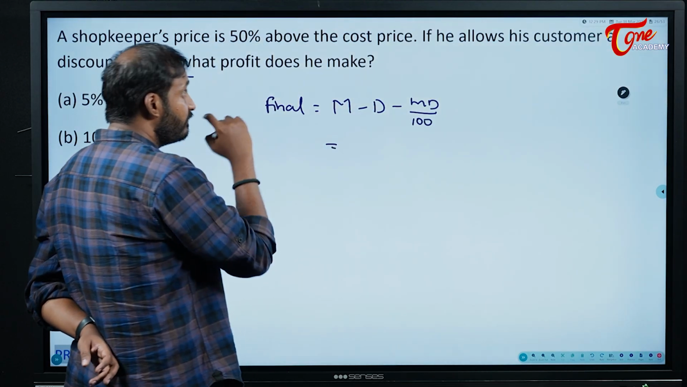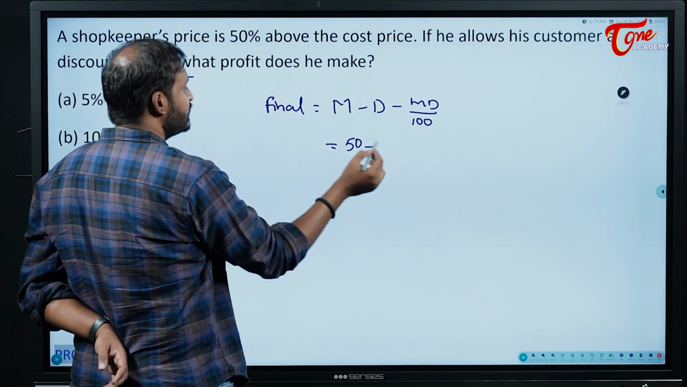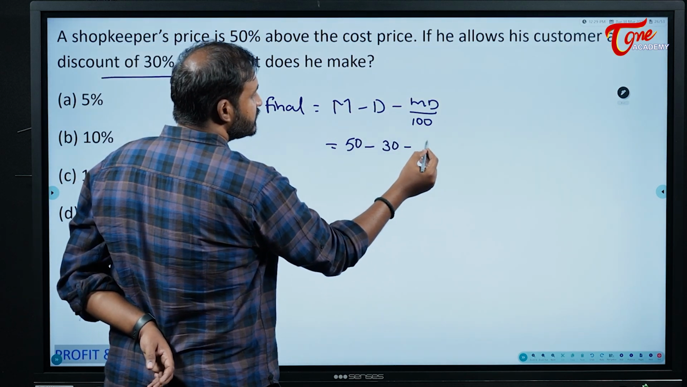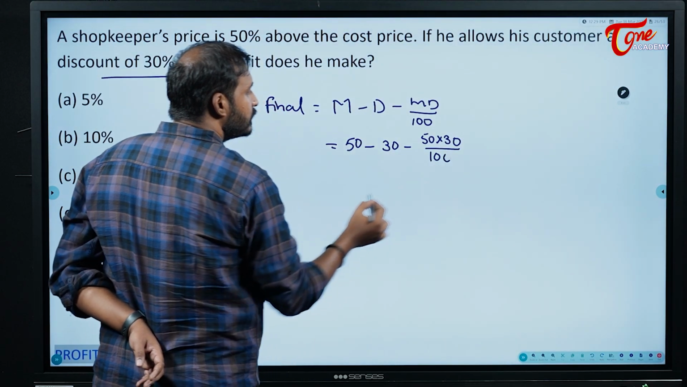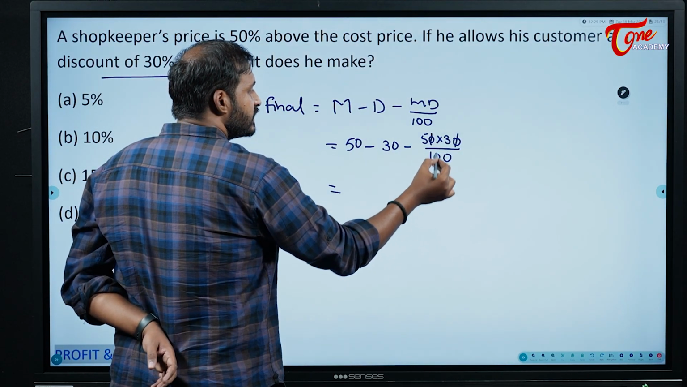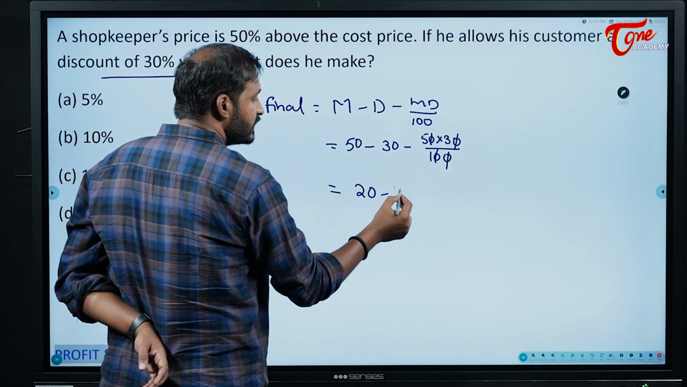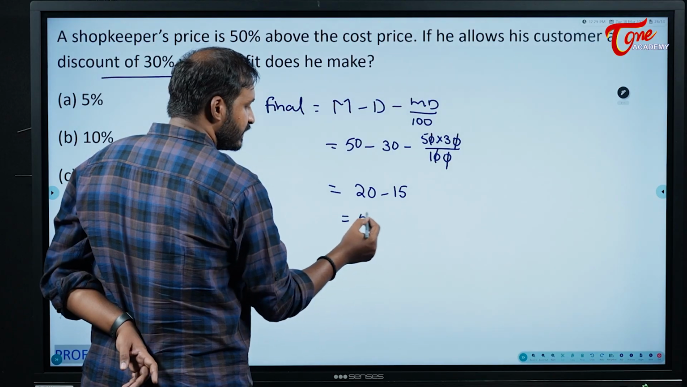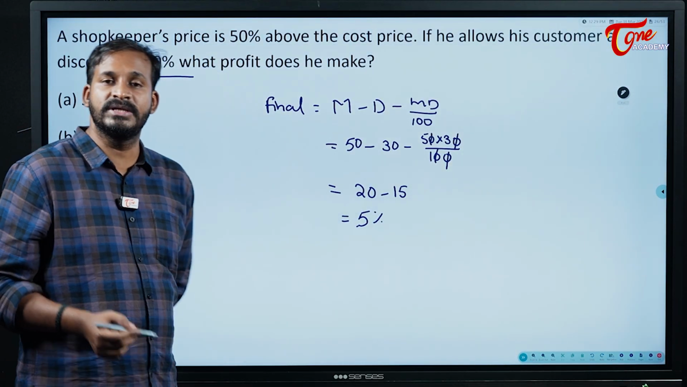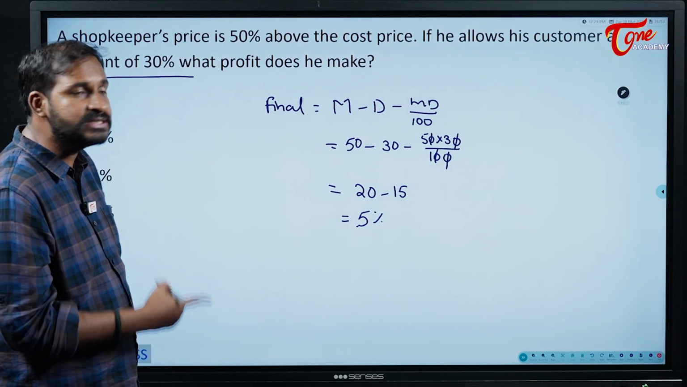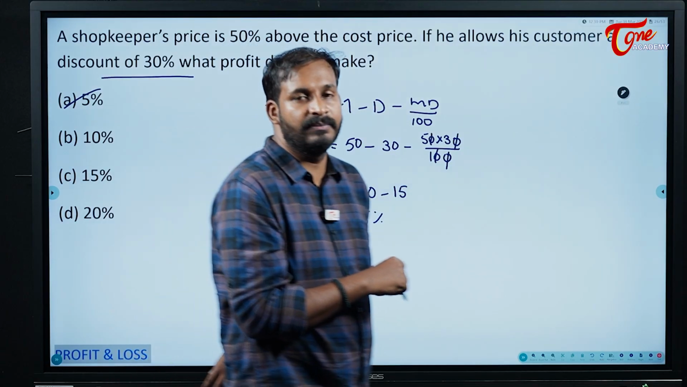So, what is marked up price here for us? 50%. What is discount price for us here? 30%. Minus 50 into 30 by 100. Right. So, 0, 0 get cancelled, 0, 0 get cancelled. 50 minus 30, what you will get? 20. 20 minus 15, that is what? 5%. Whether it is a positive value or negative value? Positive value. Positive value means profit. Profit by what percentage? 5% here. So, that means he will make a profit of 5% here.